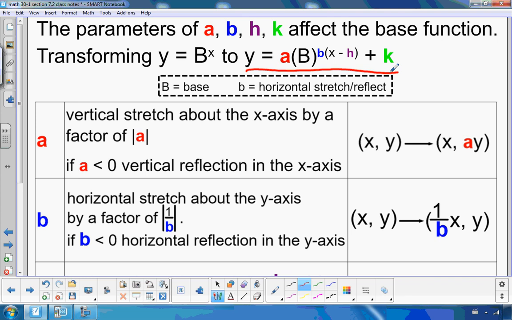Now, you'll notice that in the last lesson, I used a small b for the base. I said y equals a times b to the x. Because we're talking about transformations and I don't want you to get your b's confused, I'm going to use a big letter B for the base, and then that small letter b here, so you don't get it confused, is the chapter 1 b, which is your horizontal stretch or reflection. Okay, so just so we don't confuse those, big B for the base, little b for the transformation.